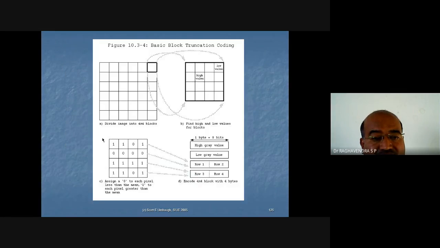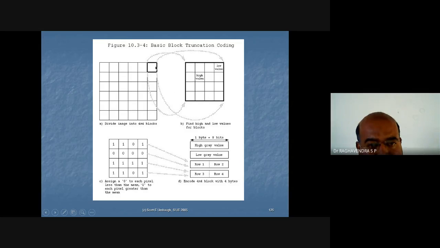Now we will take this diagrammatic representation of the blocking or subimage selection through block truncation coding. So this is the image, and we have to divide this image into 4 cross 4. If you consider this image, we have made a grid on this. Next we have to find each block.